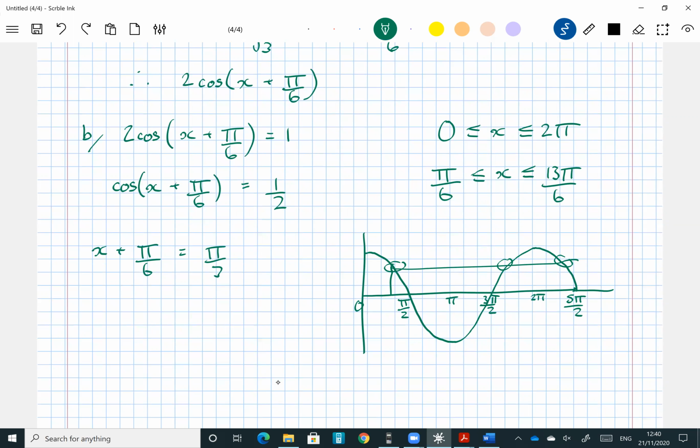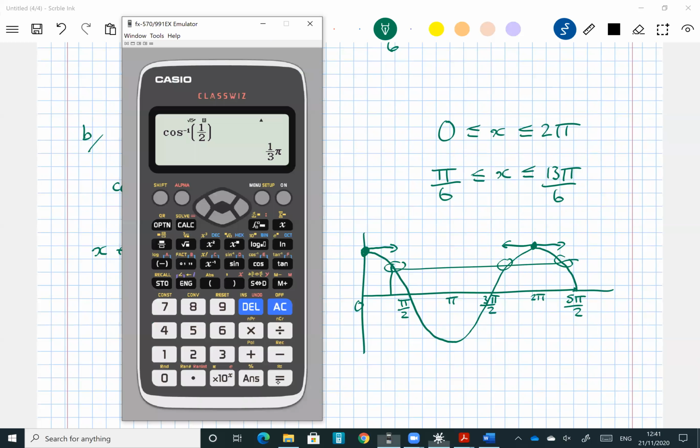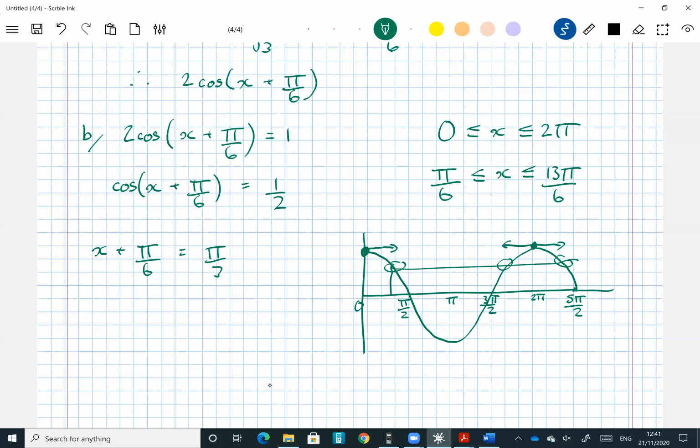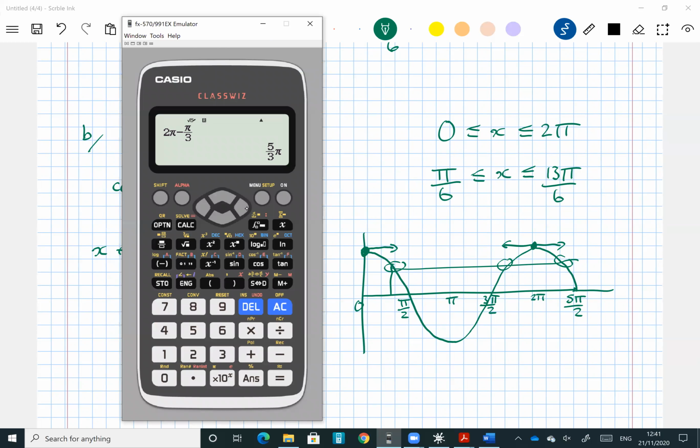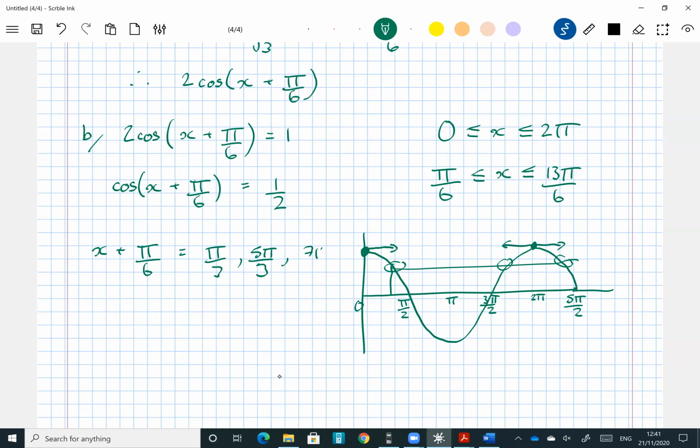So we've got our first pi over 3, which, starting at the top of the hill, is pi over 3 from the top of the hill. Likewise, we've got another 2 solutions, each pi over 3 from the top of the hill. So we've got 2 pi minus pi over 3, which is 5 pi over 3. And we've got 2 pi plus pi over 3, which is 7 pi over 3.